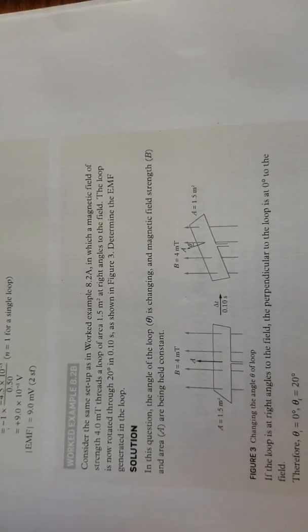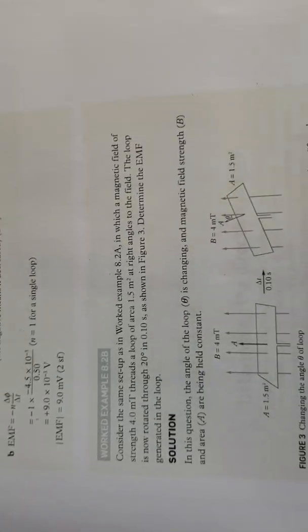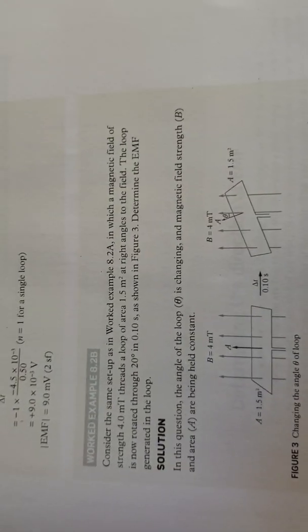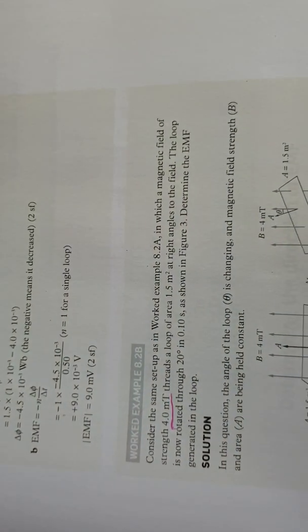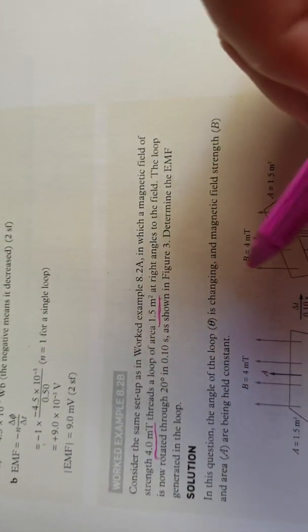Worked example 8.2b is very similar to the last question. In fact, they're using the same equipment as in the last question. Magnetic field, again, is 4 milliteslas, and the area of our loop is 1.5.